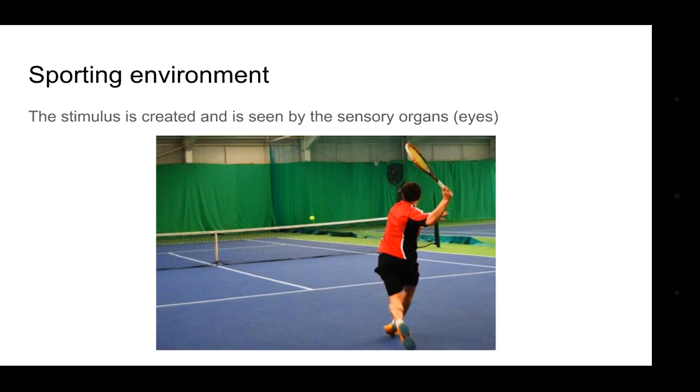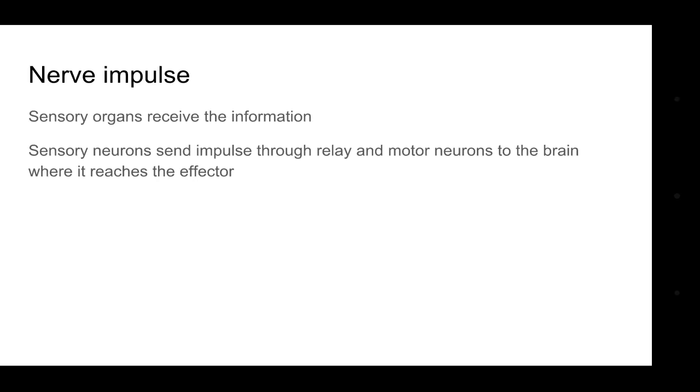The stimulus in this example is a tennis ball being hit across the court. It is received by the sensory organs, in this case the eyes. The information that the eyes see is processed and sent throughout the body as an electrical impulse. The impulse is then sent to the brain through the relay and motor neuron. Once the impulse reaches the brain, it makes a decision to contract the muscle so that the ball can be hit by the tennis player.